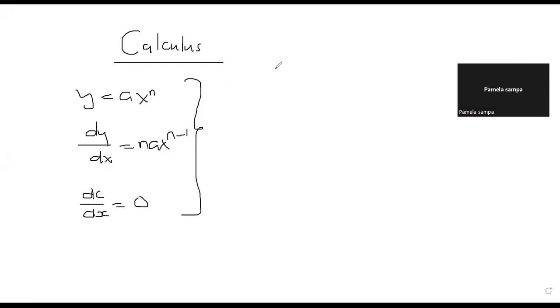The power rule of differentiation simply states that when you're differentiating y against x, you're simply multiplying the power to the coefficient, and you maintain the variable.